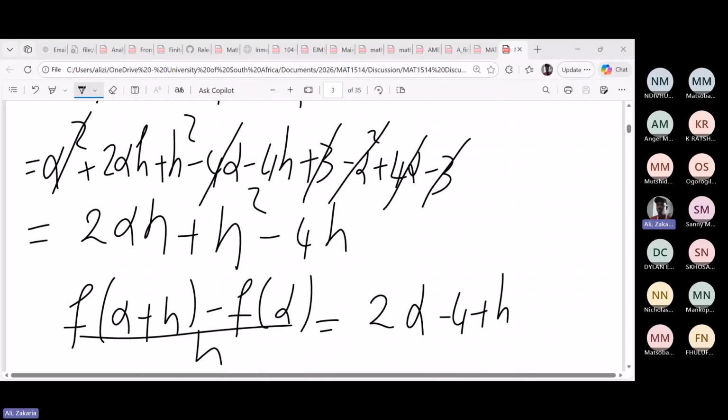Now, do you guys have any issues with the simplification? I just divided by h both sides, right? Then I wrote just the simplified version. Is there any issue with that?